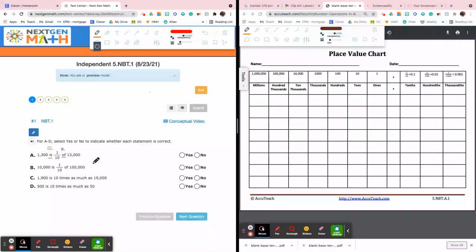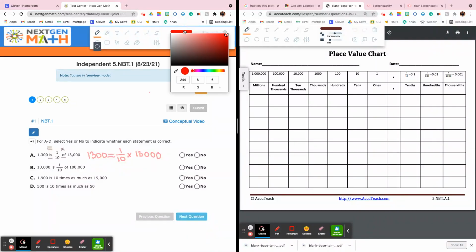We're going to write our number sentence. I'll start with 1,300 equals 1/10 times 13,000. The first thing I'm going to do is put my number on the number line.